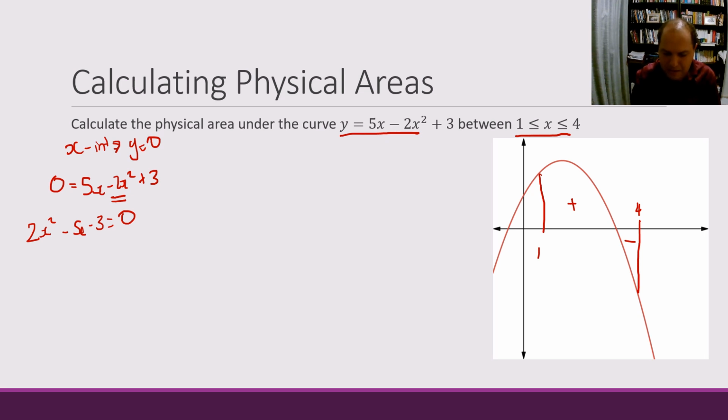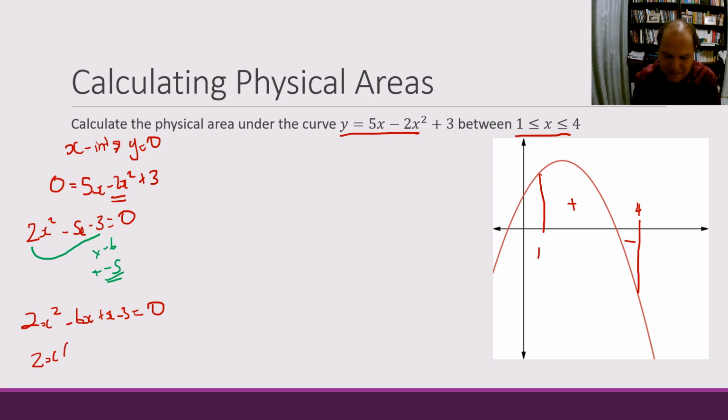Now at this point, I've got a quadratic to solve. What we can do is try and factorize it. So we've got 2 and negative 3. I need numbers that multiply to give negative 6, but add to give negative 5. It's pretty clear those numbers are going to be negative 6 and positive 1. So I can write that out for us. 2x squared, and we said there were going to be negative 6x plus x minus 3 equals 0.